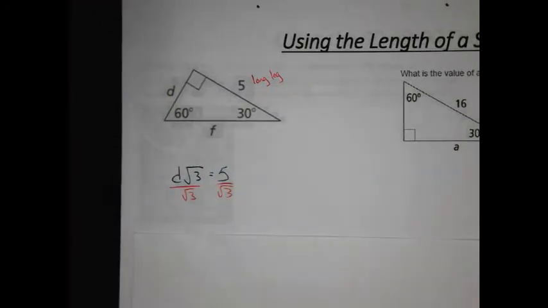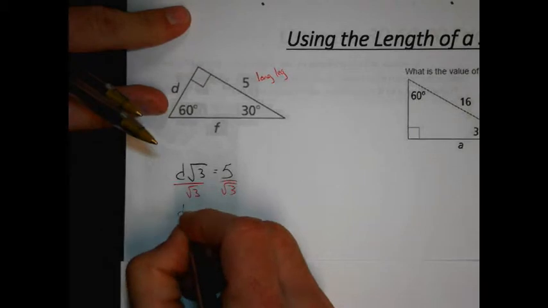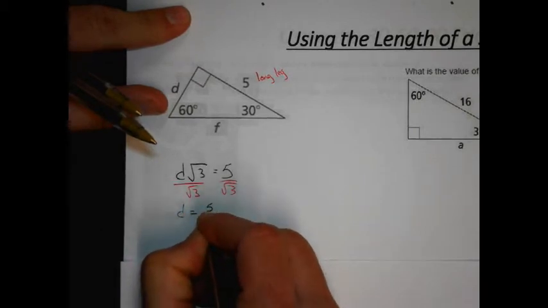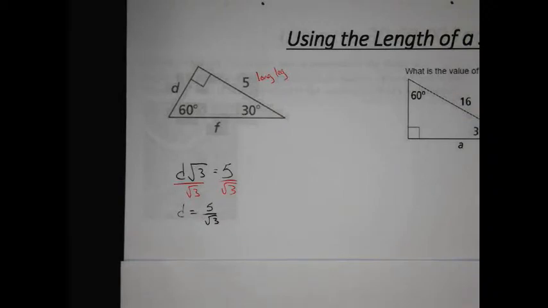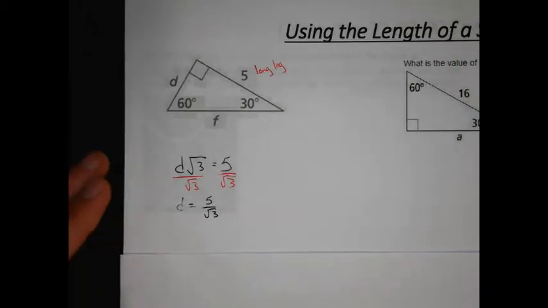So the short leg then, our d, or length of d, is 5 over the square root of 3. Right? But remember, we can't leave that. We must rationalize the denominator. We have to multiply by our clever 1. Do you remember that from the previous lesson? If not, do watch the previous lesson, because that's going to be pretty important.